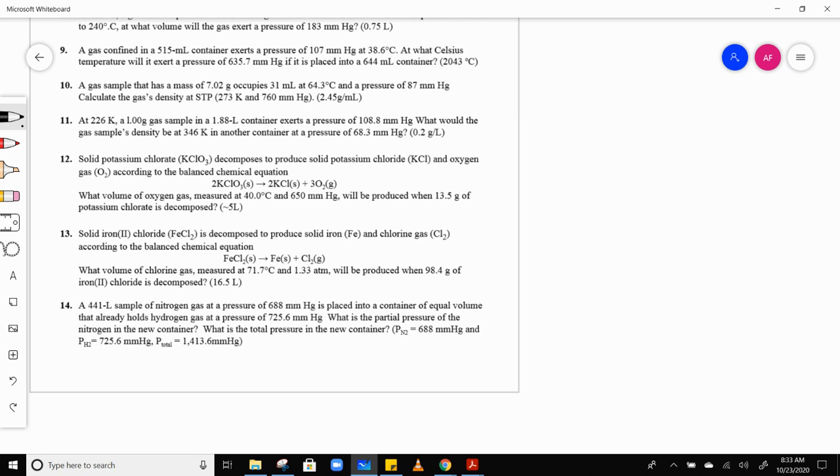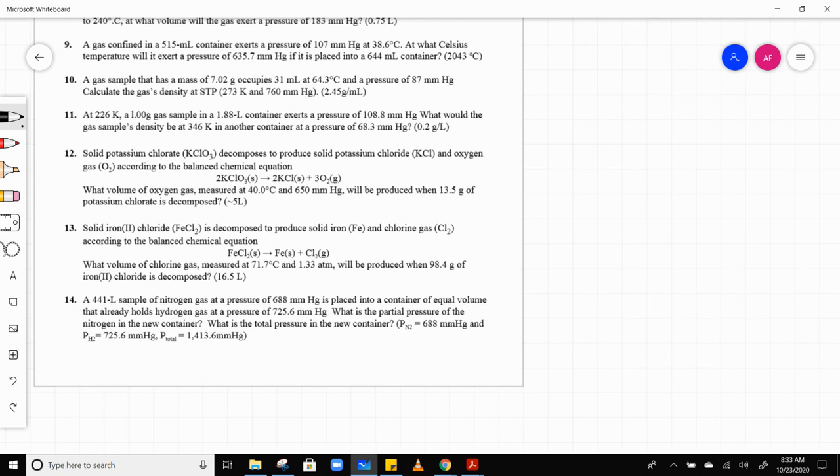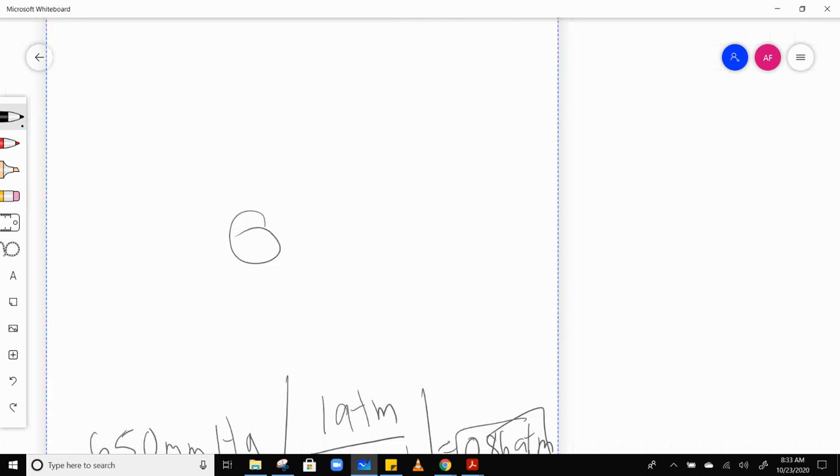Okay, so I hope you noticed that there's a little bit of a pattern here for these ones, because number 13 is very much similar to the one we just did. It's pretty much the same thing. It's going to be the same method.